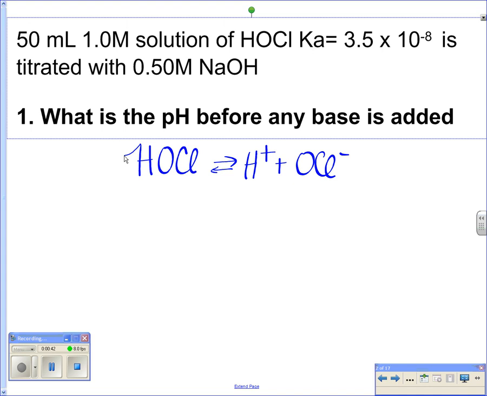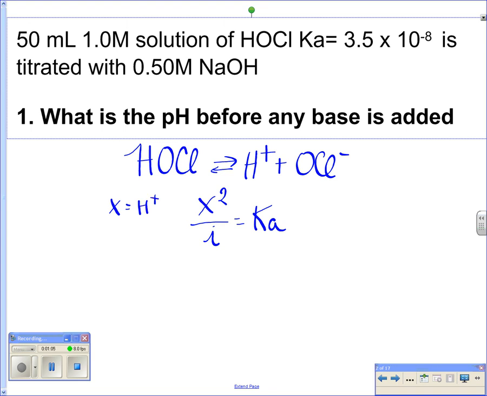And so going back, we're making the assumption that the x that's subtracted and added is very, very small. And so we can basically use the formula that x squared over the initial concentration of the acid is going to equal the Ka, where x is equal to our H plus, and so we can just minus log the x once we get that.